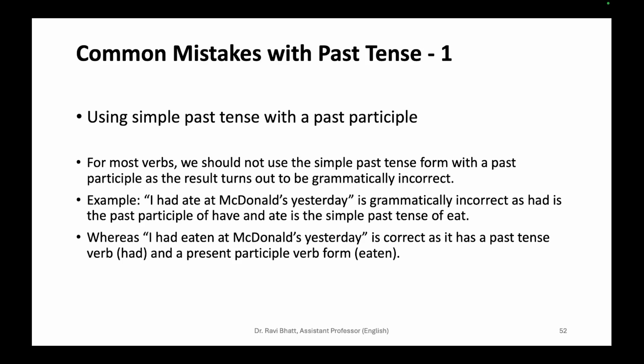Okay. So the past tense verb had. Okay. And a past participle verb form eaten. All right. So using simple past tense with the past participle, it does not work. Okay. So it should always be I had eaten at McDonald's yesterday. I had driven their car yesterday. Okay. I had gone to the party yesterday, like this. Okay. So that's the first mistake.